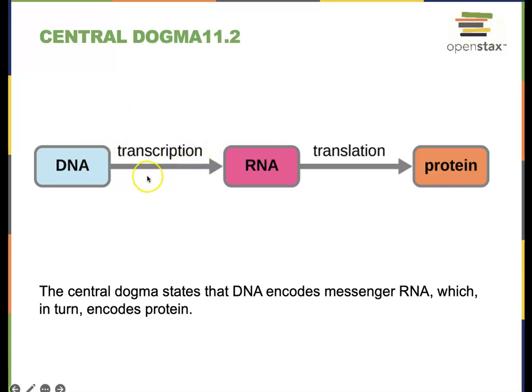So the first step is called transcription, and that is taking the information from DNA, creating a molecule of RNA, and then translation is taking that RNA and making a different kind of molecule altogether, which is a protein that's made of amino acids.